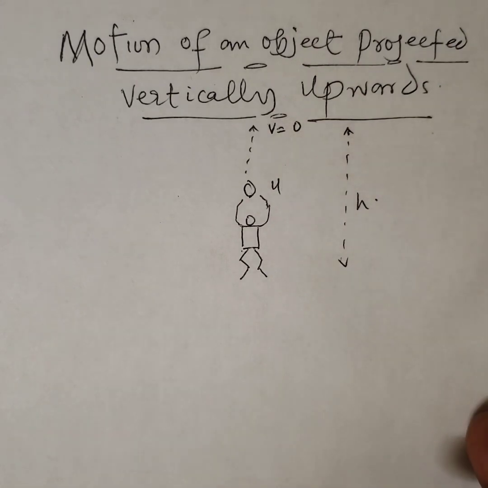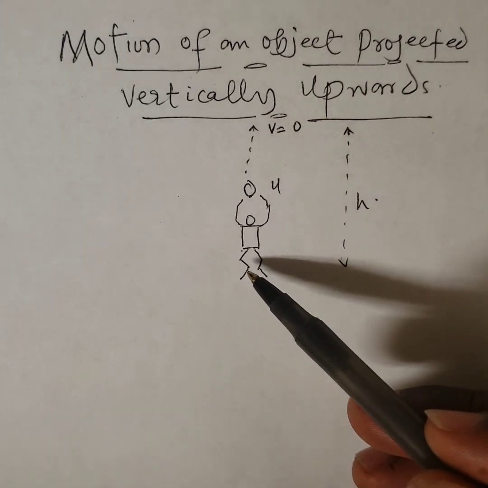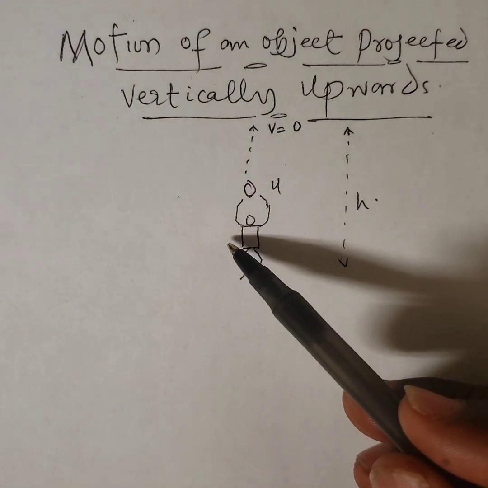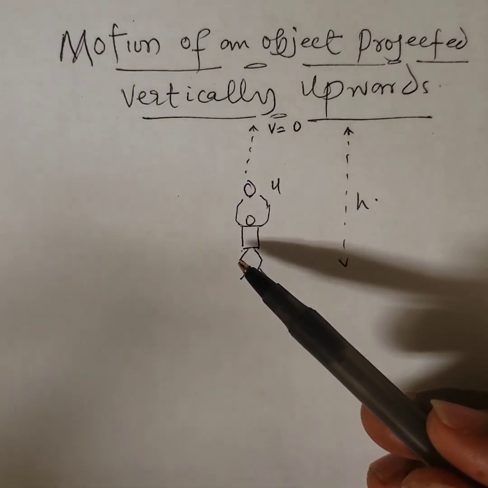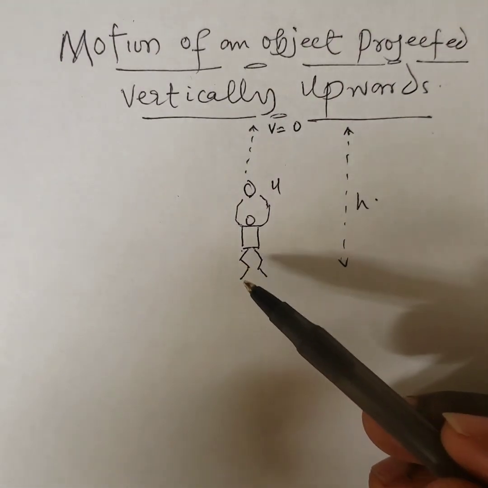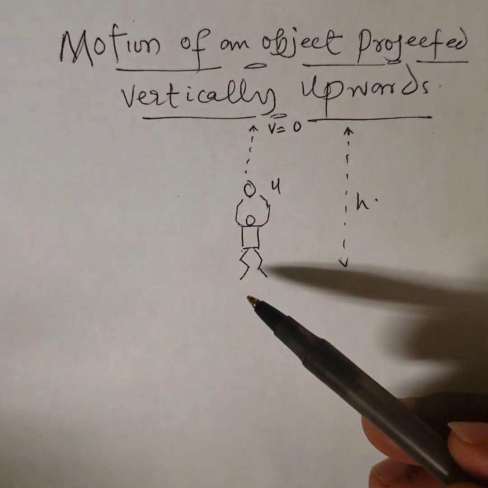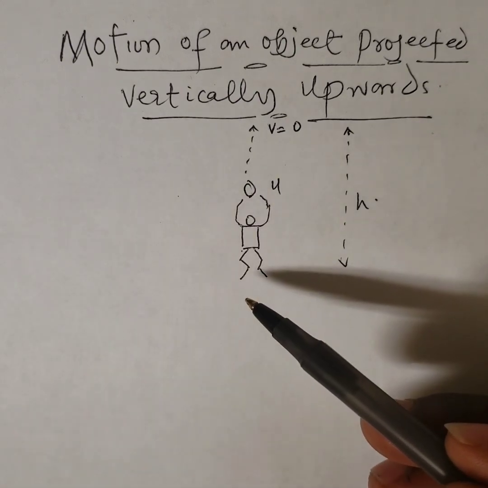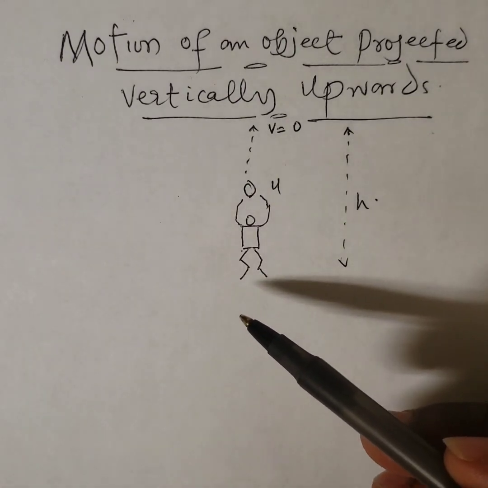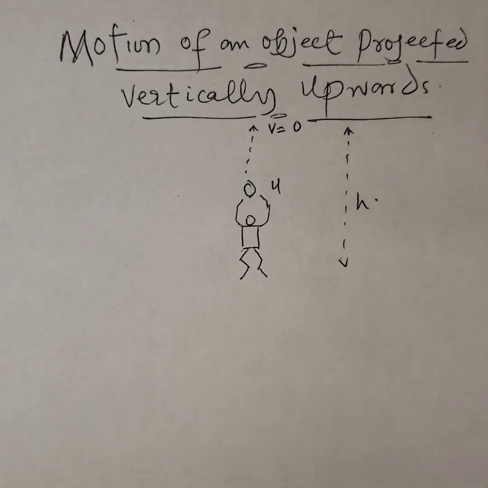In describing the motion of this object, we will want to see how we can calculate the initial velocity with which the stone travels upward, and also how we can calculate the total distance traveled by the object, that is the upward distance. Then we'll see how we can calculate the time taken for the object to get to its maximum height, and also the time taken for the stone to return to the point where it was projected.